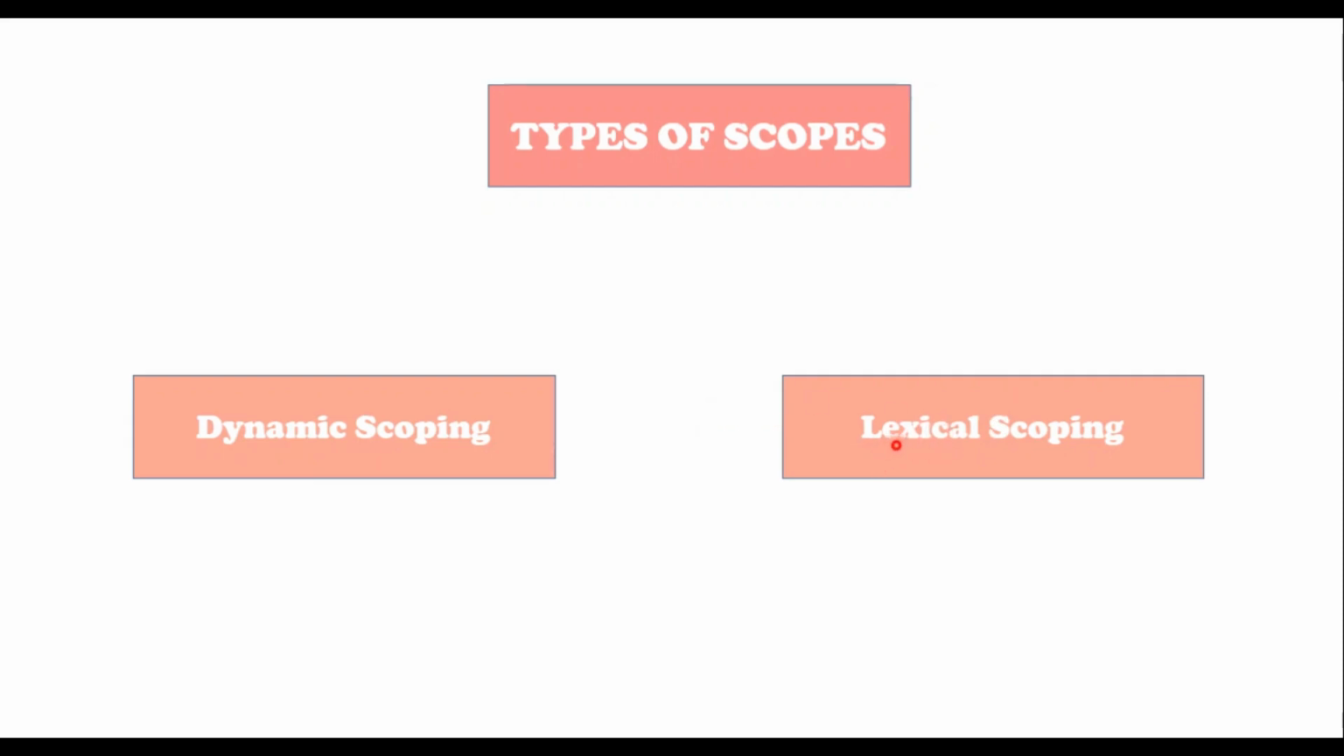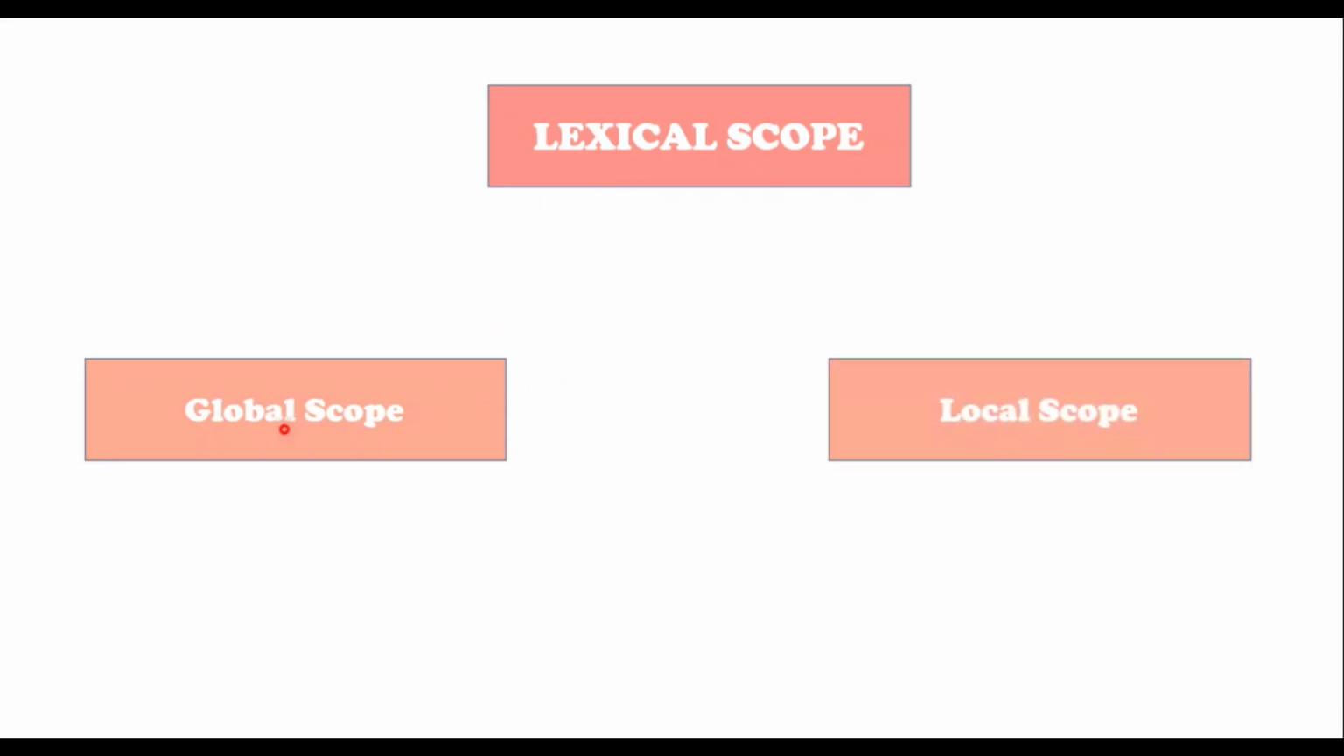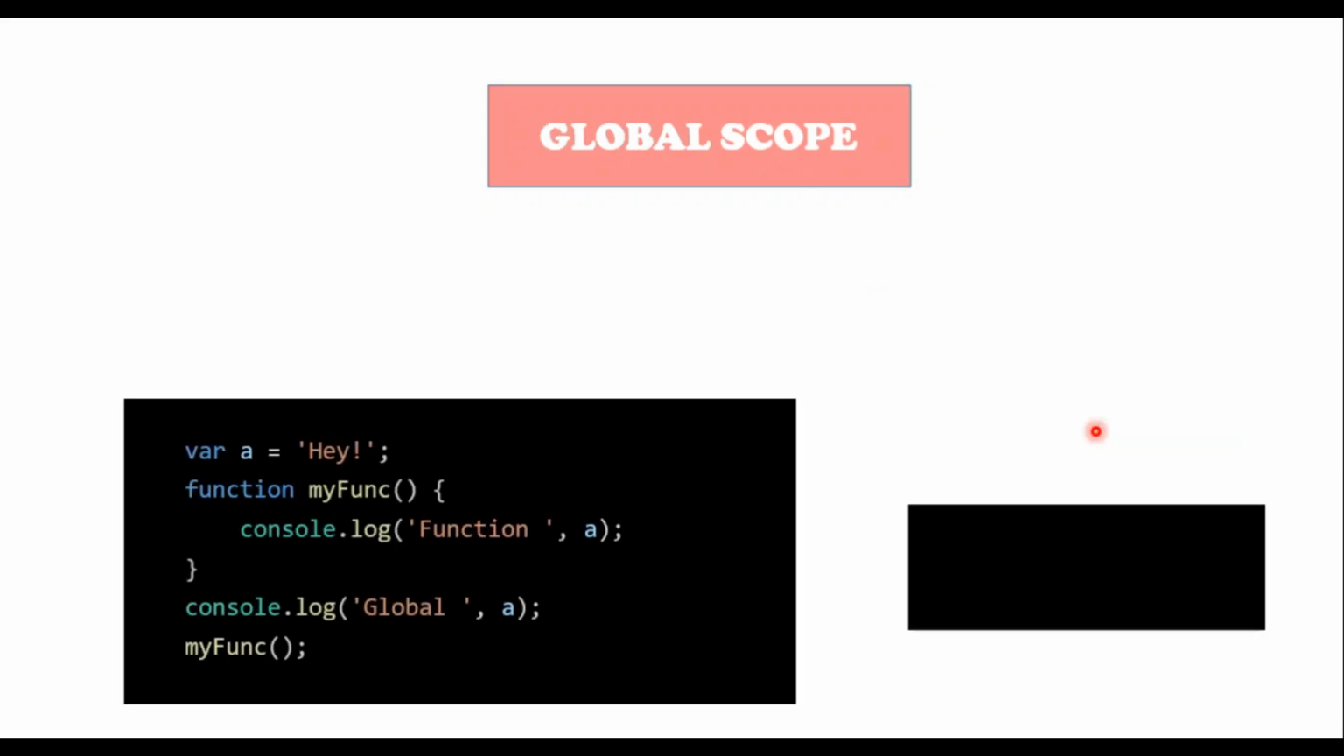Let's dive into lexical scope. There are two types of scope in lexical scope. The one is global scope, and the other one is local scope. Global scope. So let's start with this simple example.